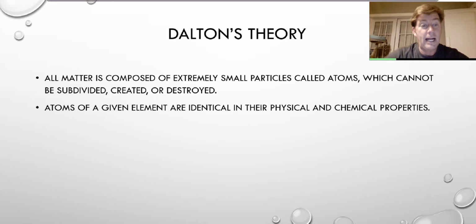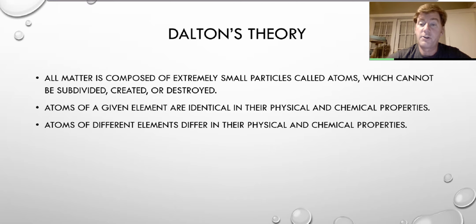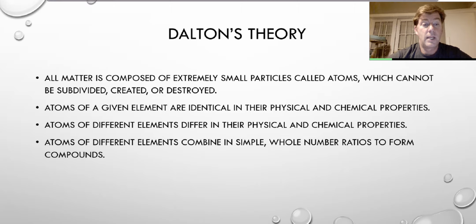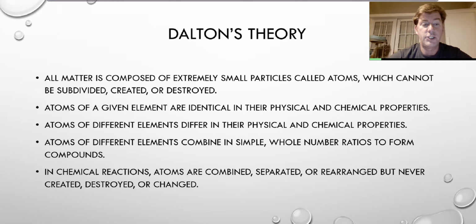He also said that atoms of a given element are identical in their physical and chemical properties. Atoms of different elements differ in their physical and chemical properties. That's what makes them different. Atoms of different elements combine in simple whole number ratios to form compounds like H2O. We don't see H 3.8, O 1.2 or something like that, right? It's in whole number ratios. And the last thing he said, that in chemical reactions, atoms are combined, separated, and rearranged, but never created, destroyed, or changed.